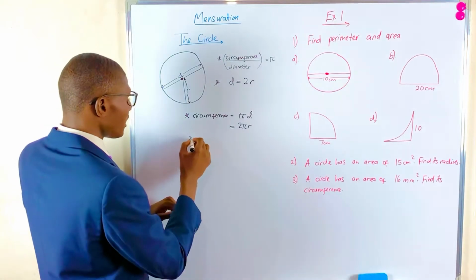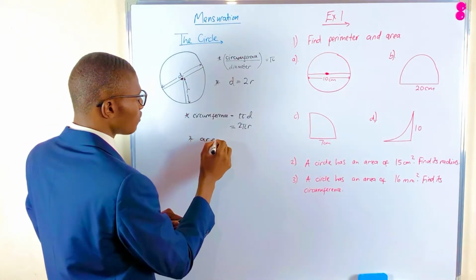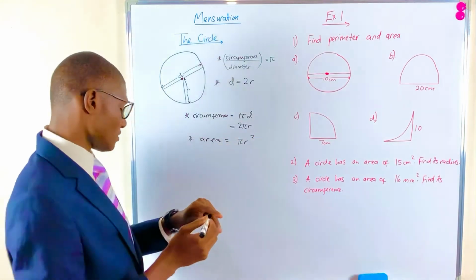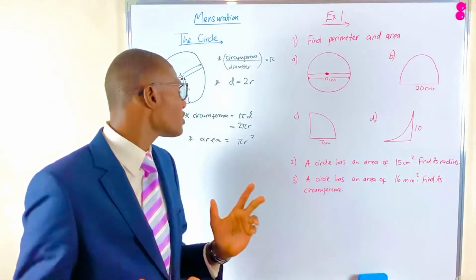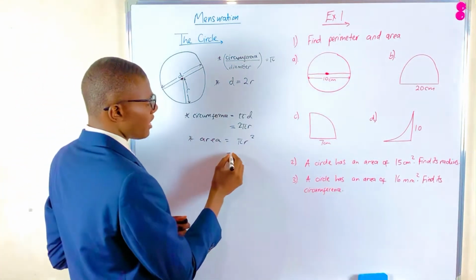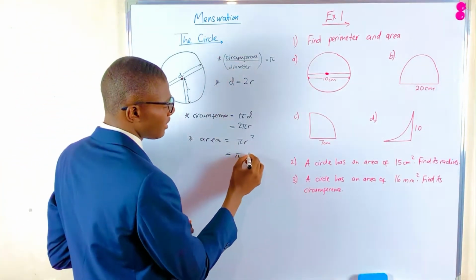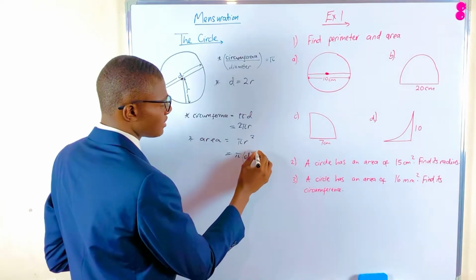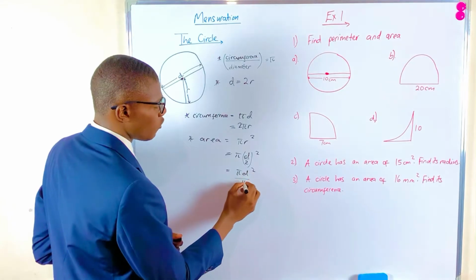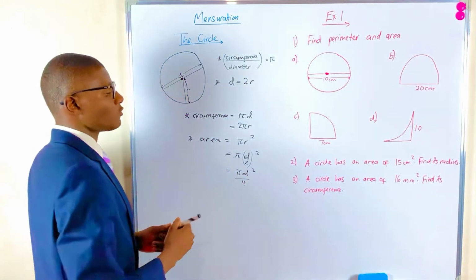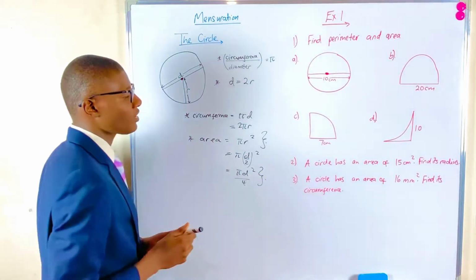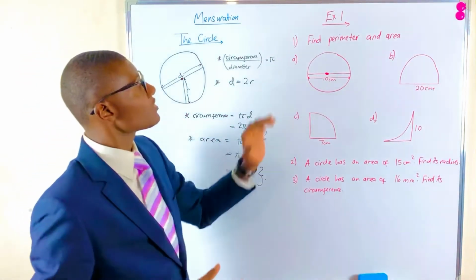And then for calculating the area of a circle, we use the formula pi r squared. And if we wish to write it in terms of the diameter, we would say pi times d over 2, squared, which is pi d squared over 4. But of course, it's much simpler to use this one rather than this one. So now let's attempt these questions.